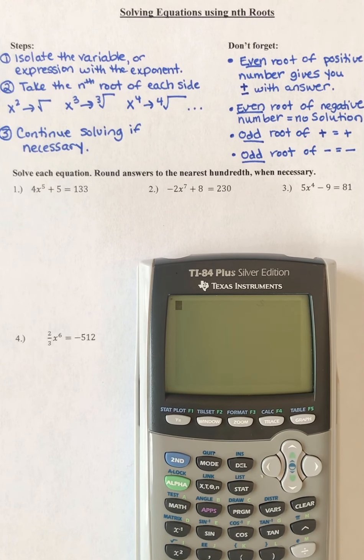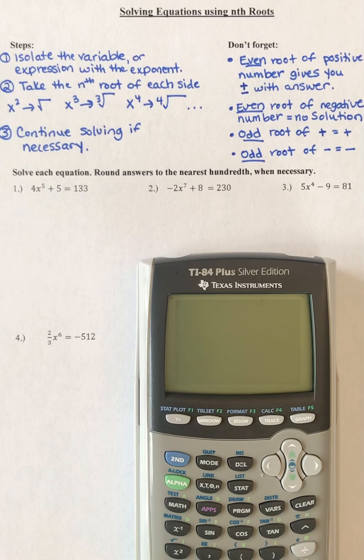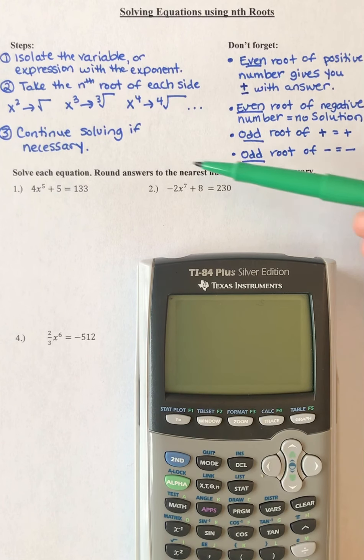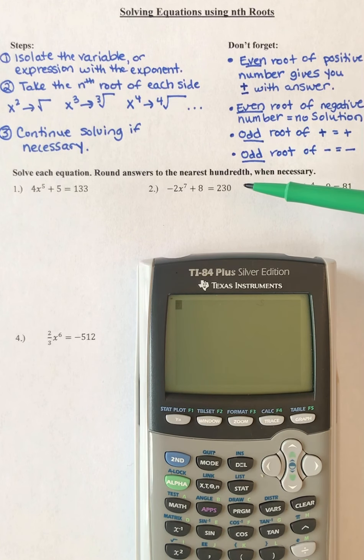All right, everybody. In today's lesson, we are going to solve equations by taking nth roots. One thing you want to have out is a calculator because we are going to be rounding our answers. If they don't come out to be whole numbers, we're going to round them to the nearest hundredth. So we're going to be typing in fifth root, cube root, fourth root, those kinds of numbers into our calculator. So make sure you have that out and ready to go.